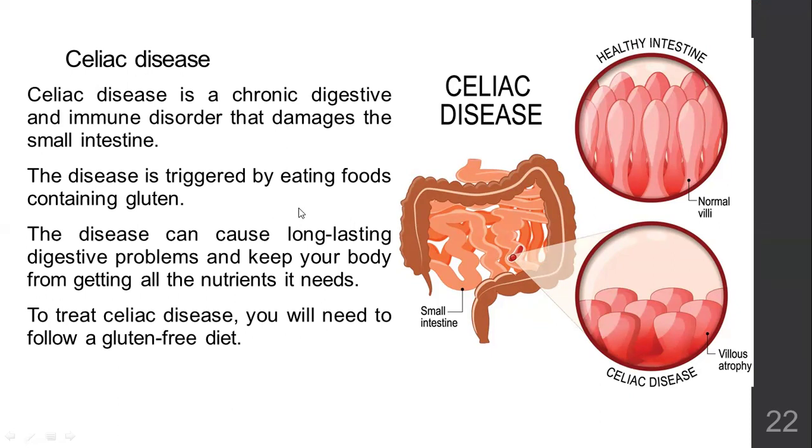So people who have celiac disease have to avoid eating a gluten-based diet. This disease can cause long-lasting digestive problems. It can keep your body from getting all the nutrients that it requires, because only when the normal villi have this long, finger-like structure can they absorb nutrients at their best. But when they are short, they can't do that function properly. You will have to follow a gluten-free diet when you are suffering from celiac disease.